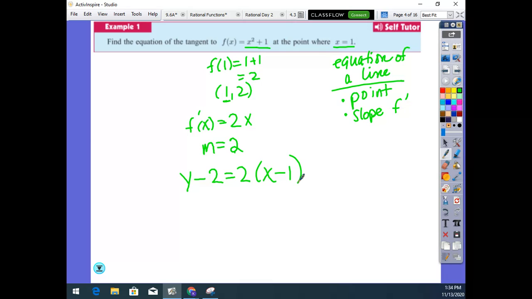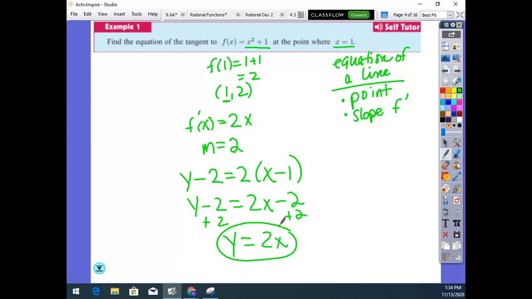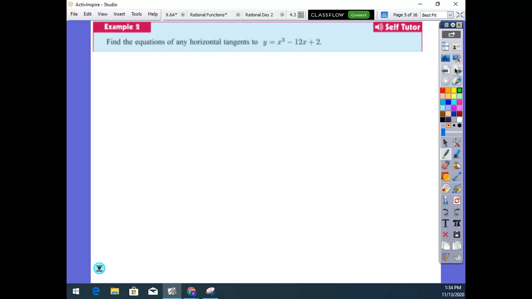Now you can leave it like that. If they ask you to put it into y equals, you would just need to distribute and add 2. If they do not specify the form though, this is good enough. Either way, these are equivalent equations, so either one is fine.